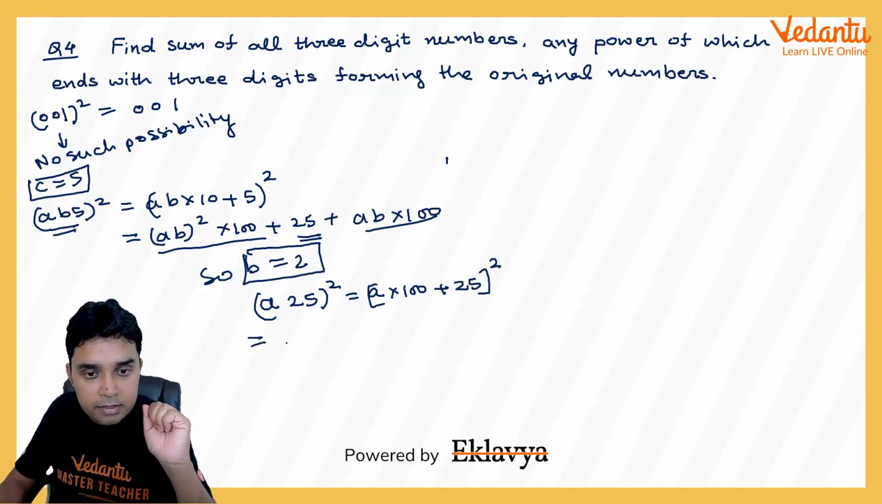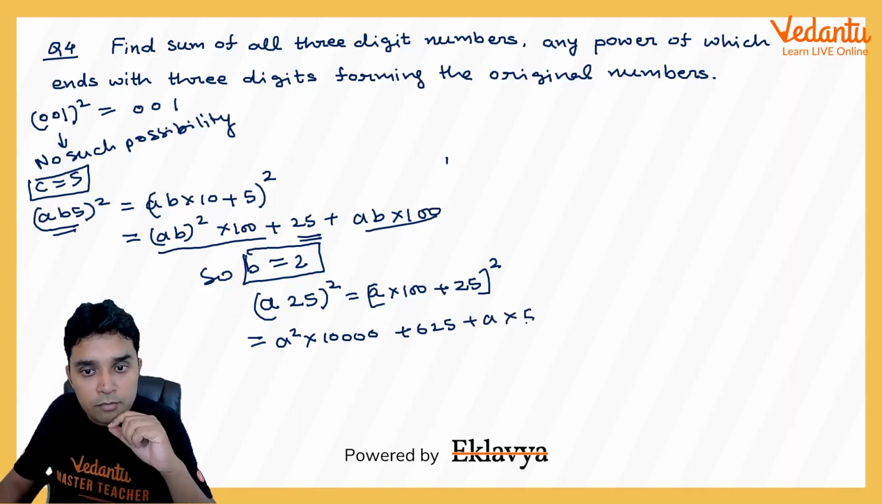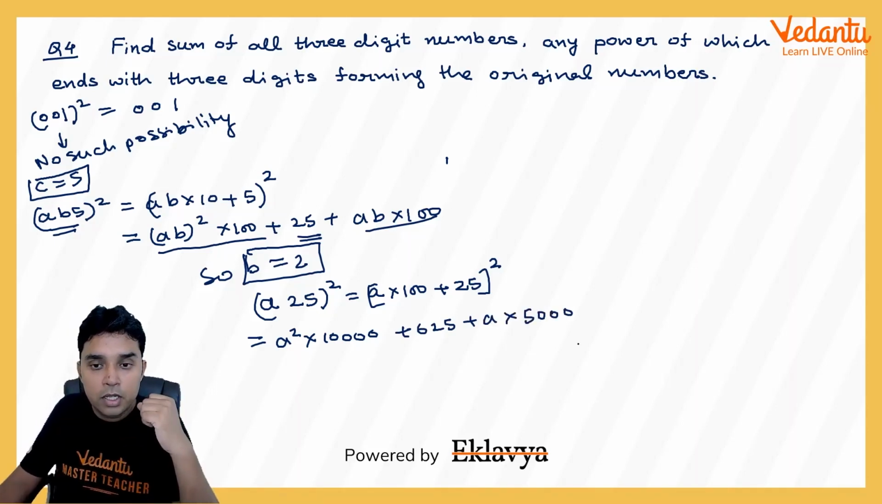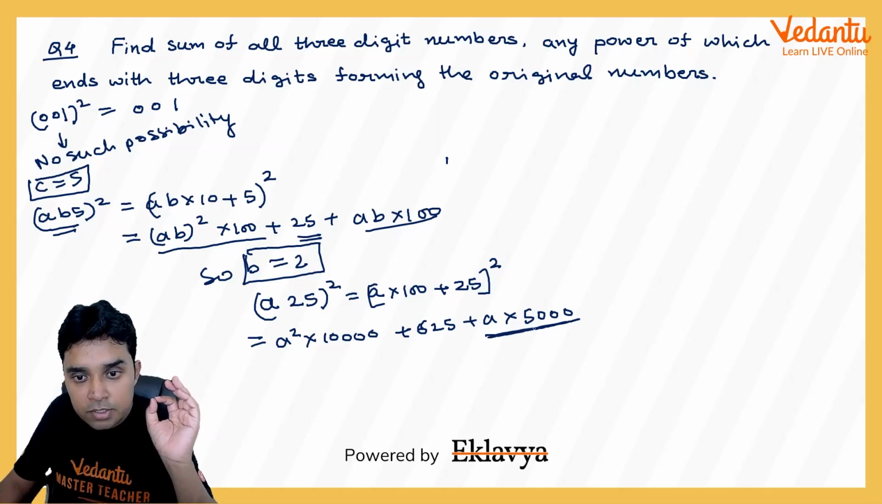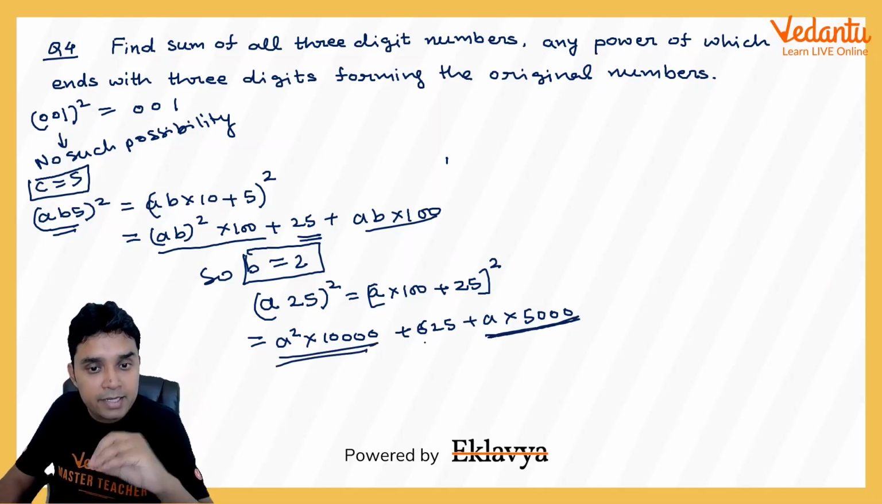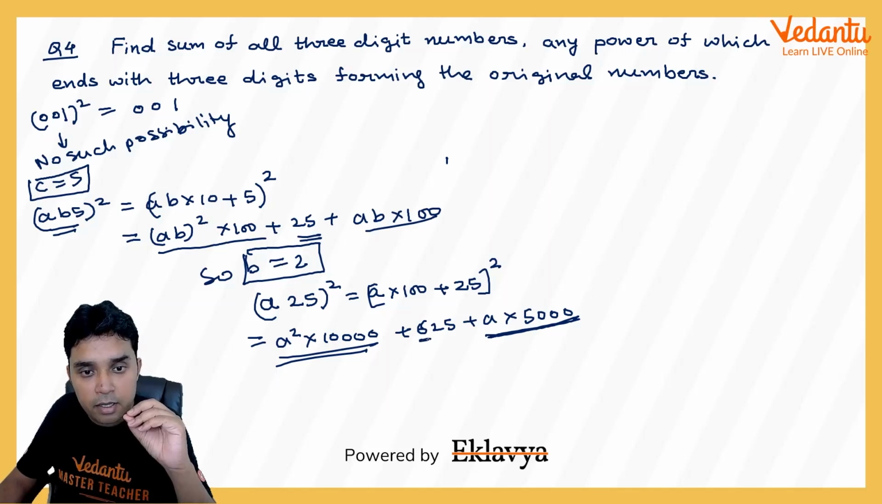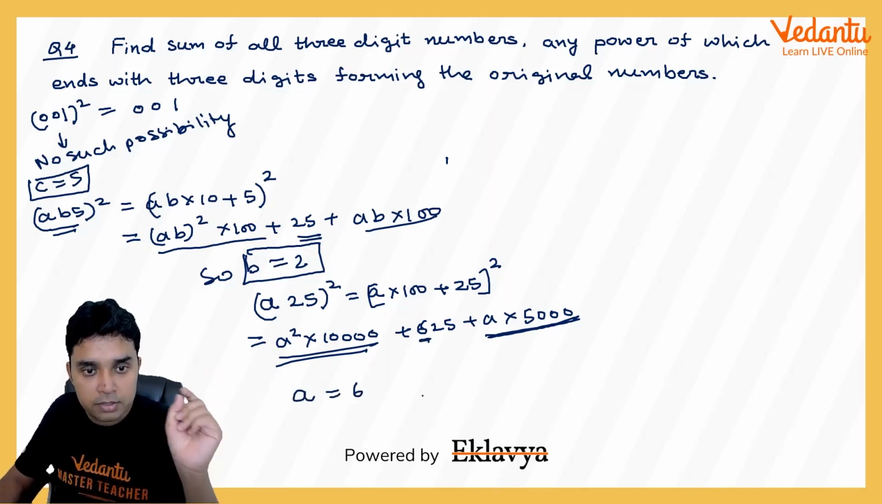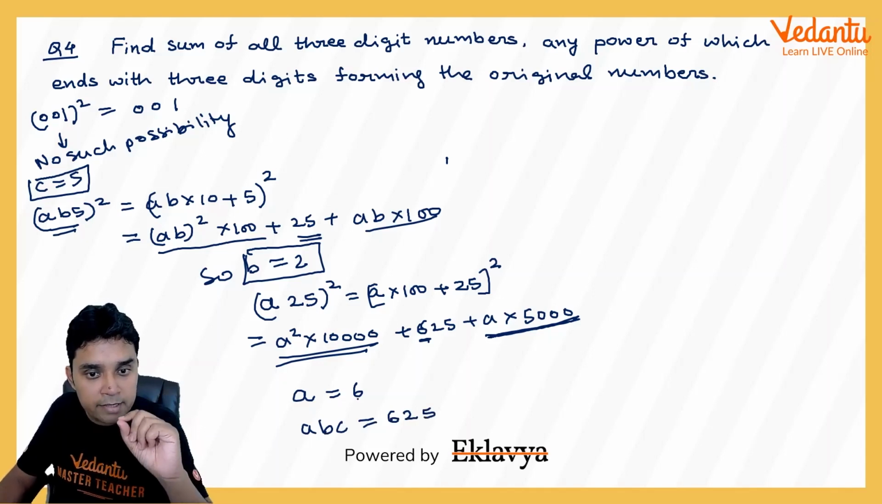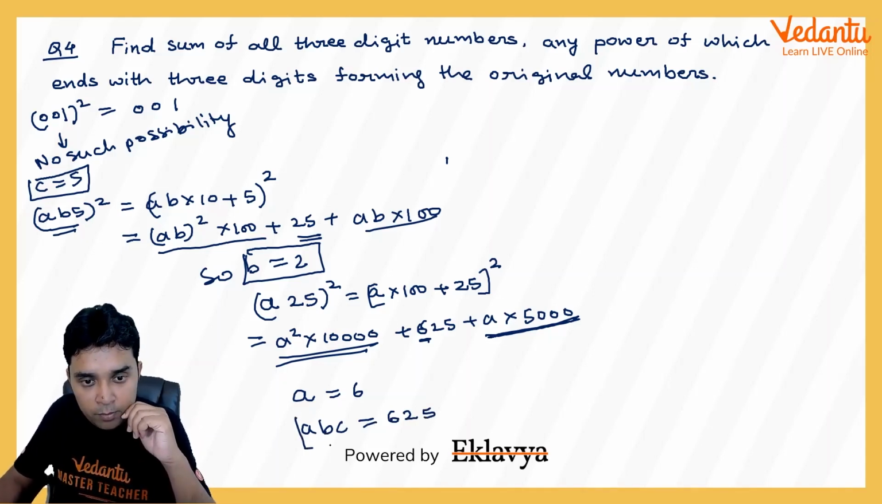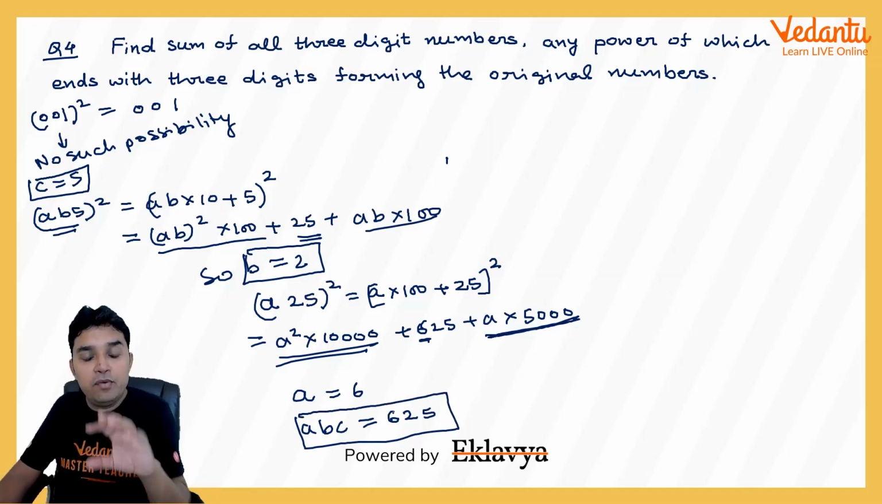So we will get this as A square into 10,000 plus 625 plus it will be A into 5,000. Yeah, 5,000. So at the hundreds place, if you check, you cannot get any value other than 0 from here or from here. So at the hundreds place, I think we are getting 6 here. So my A should be equal to 6. So in this case, I think we have got a solution, and ABC is equal to 625, because A is 6, B is 2 and C is 5. So one possibility is there, and I think only one possibility when C is 5.